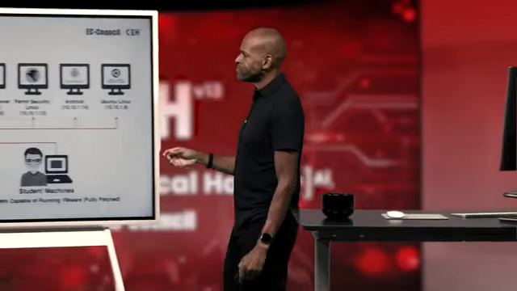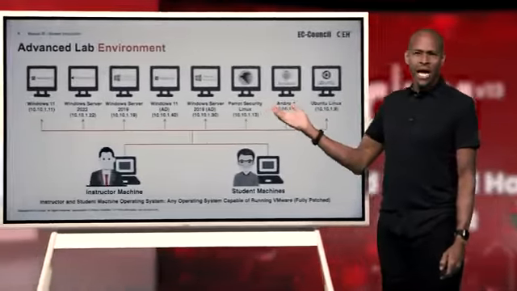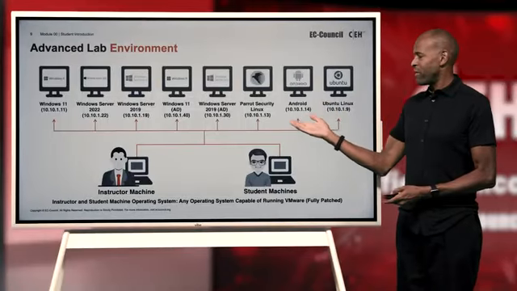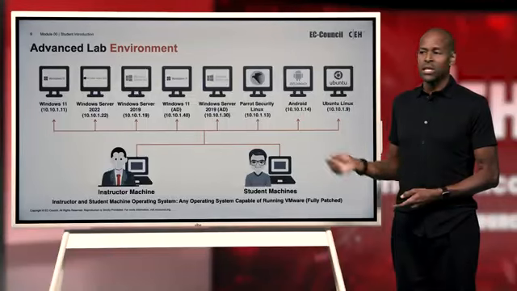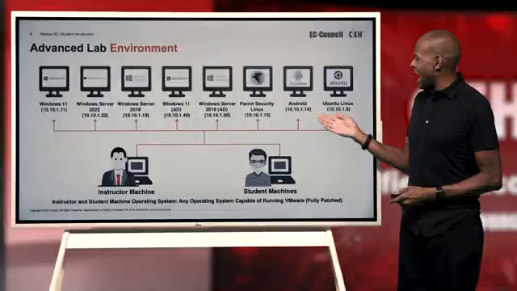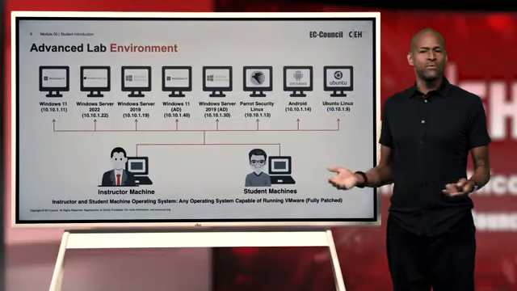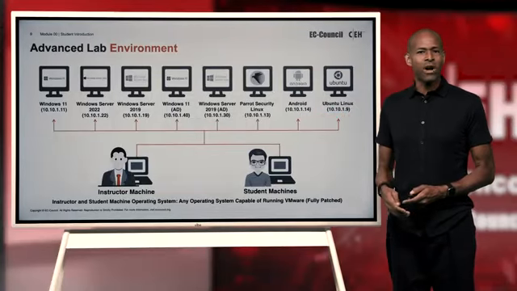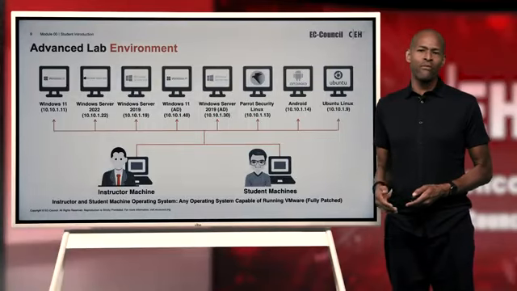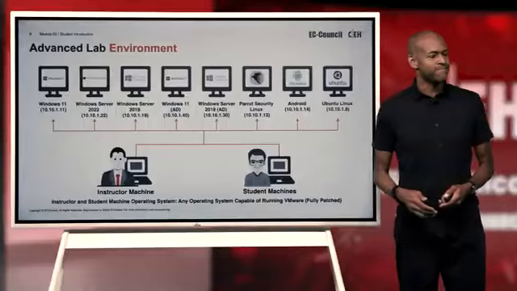So let's have a look at what some of these machines are. We start off with Windows 11, and have a couple of Windows servers. We have Active Directory. We have Parrot Security Linux, which is the Linux that we're going to be using for our hacking workstation, Android, and Ubuntu. So it's pretty good. We have a comprehensive and very nice little lab playground for you to work in.